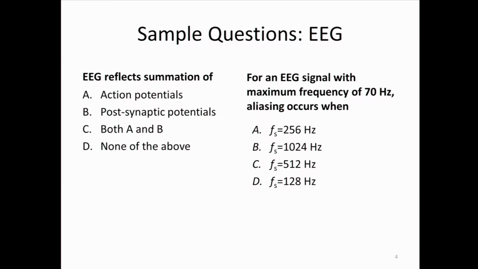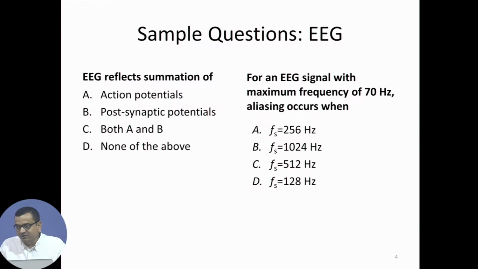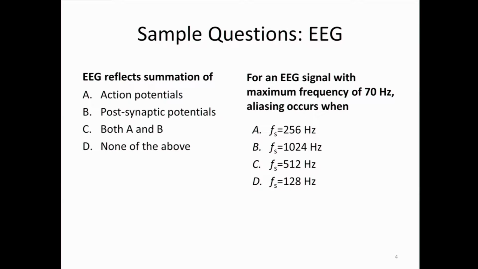Next, about the EEG, which is hopefully less confusing. EEG reflects summation of action potentials, postsynaptic potentials, both action potentials and postsynaptic potentials, or none of the above. B, B. Okay, I can hear the B. Some C there. Anyone favoring C? No. Because I heard C, actually the answer is B. From the scalp surface, EEG cannot capture anything of action potentials because they're too far away to pick up. It primarily reflects the summation of the postsynaptic potentials.